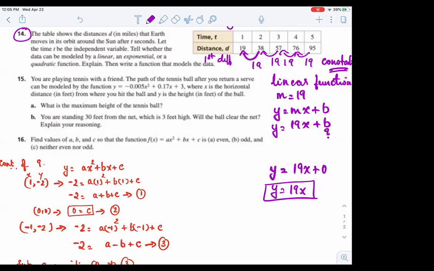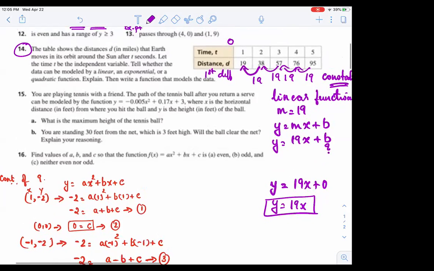Is that clear? Okay, so we got y is equal to 19x because to find the y-intercept, we just needed to go one back. Or you can pick any of these points and substitute for x and y and find the b. You can do that too.